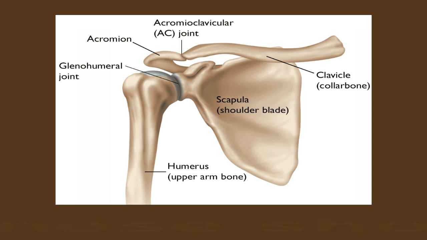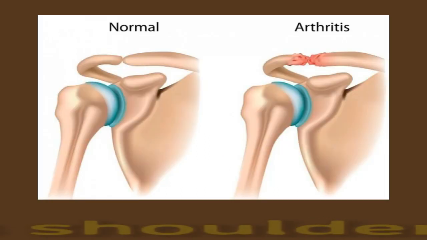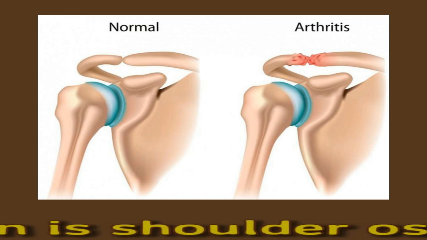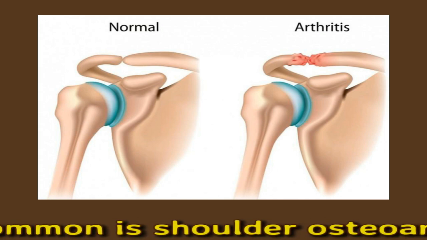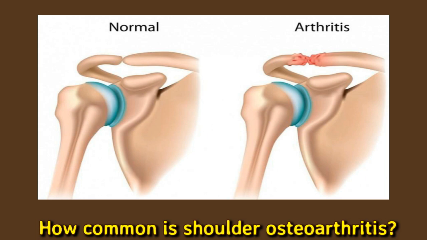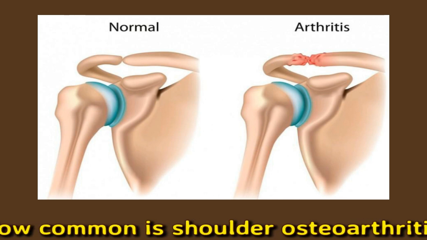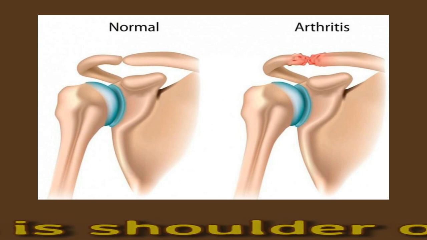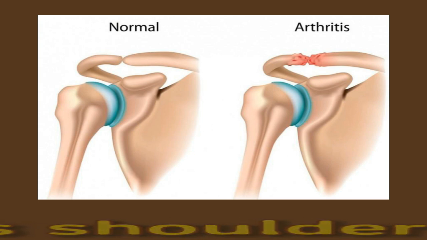How common is shoulder osteoarthritis? According to the Arthritis Foundation, almost 1 in 3 people over 60 years old has some degree of shoulder osteoarthritis. However, shoulder osteoarthritis is not as common as some other types of osteoarthritis, such as osteoarthritis of the hip or knee.